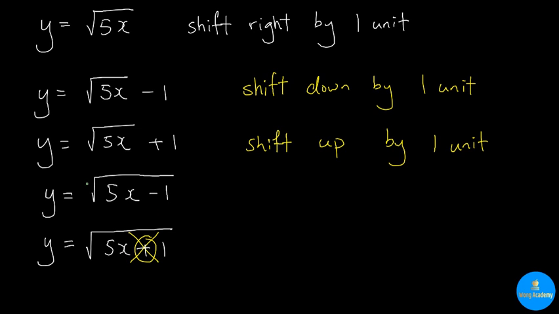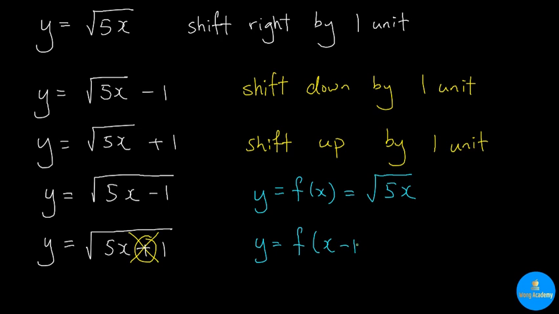As for the third one, many people might think that this is the correct answer. However, let's take a look at this more closely by letting y equals f of x be our function square root of 5x. To shift this graph rightward by 1 unit, we need to do y equals f of x minus 1. This is provided by the previous slide.